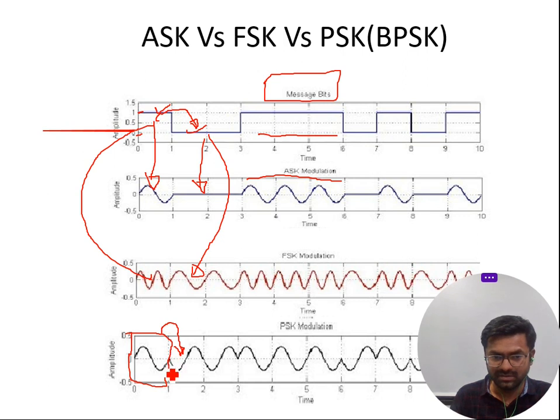Actually this signal has to continue like this, but it has taken a 180 degree out of phase like this. It will continue until another transition happens. See here, this is another transition happening from logic 0 to logic 1. Till then my signal continues, and whenever it is transiting from 0 to 1 I am getting a 180 degree phase shift. So this is how exactly PSK works.